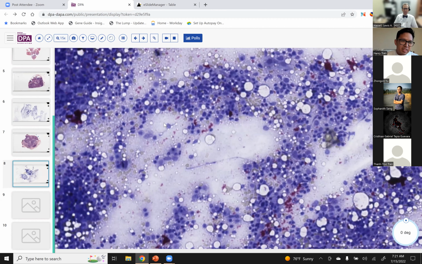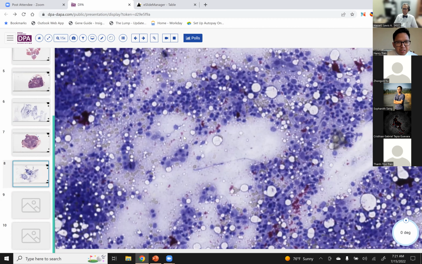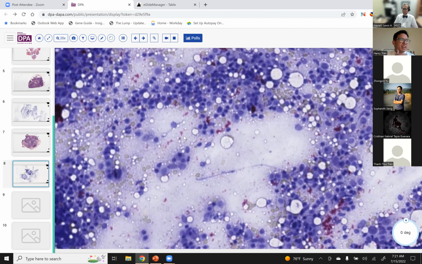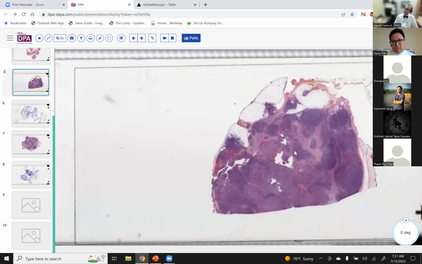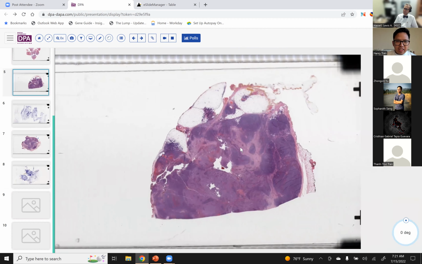But going back and looking at the frozen, I was pretty confident we did have a spindle cell proliferation. So I decided to just wait until we got the permanent sections and go from there. So this is what we got for histology the next day.